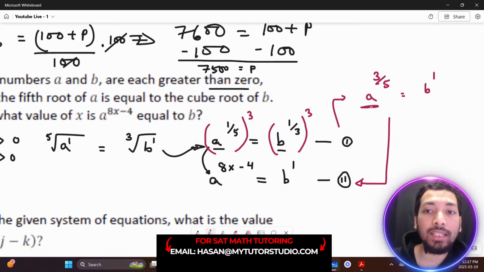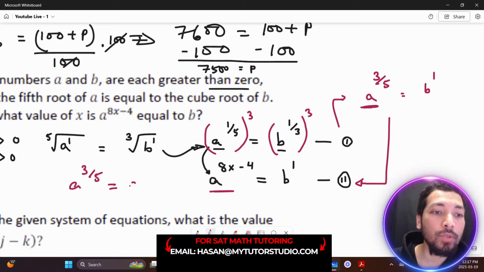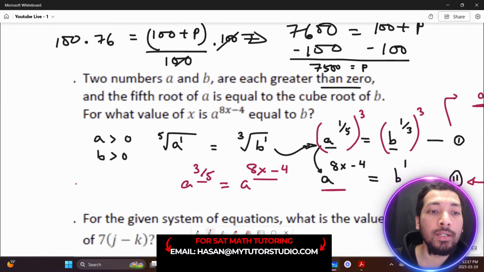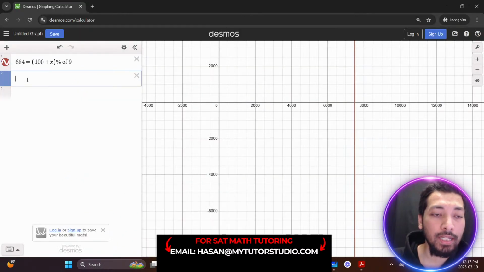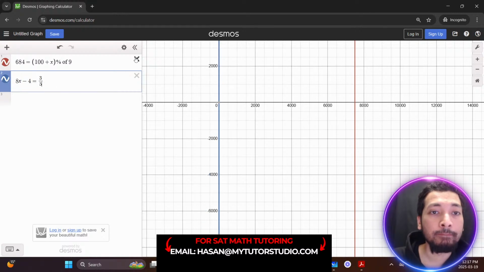So I can write this as a to the power of 3 over 5 is equal to a to the power of 8x minus 4. Just set these two exponents equal to each other. I have 8x minus 4 is equal to 3 over 5. We can just put it in the DESMOS and solve it. So 8x minus 4 is equal to 3 over 5.